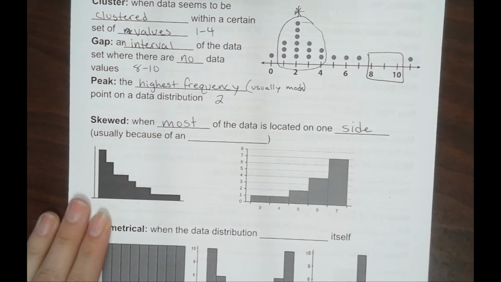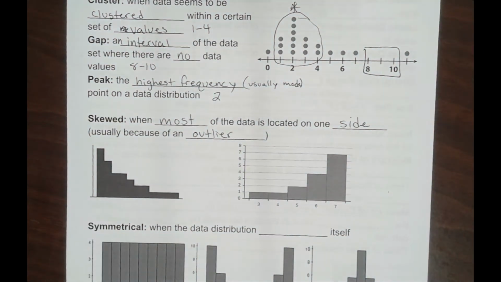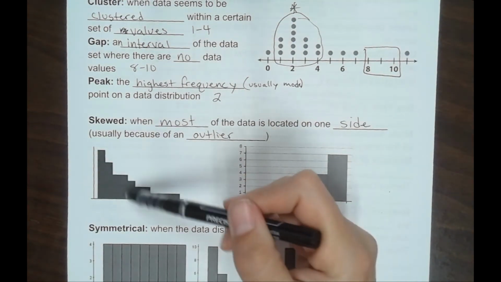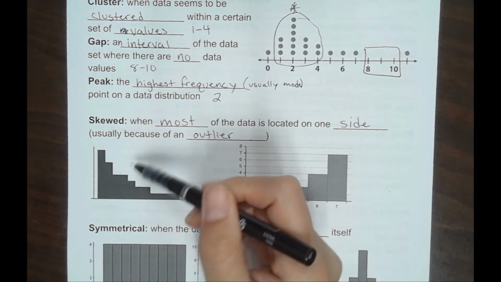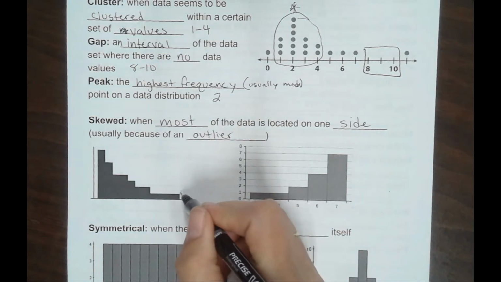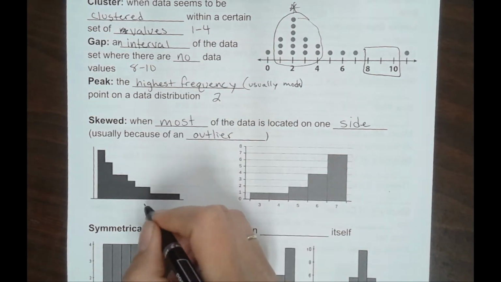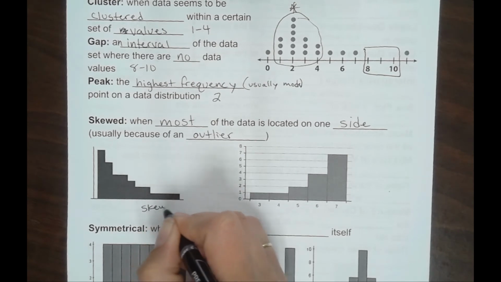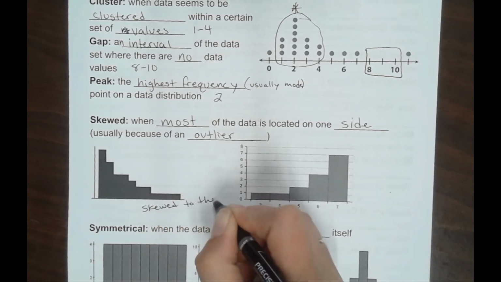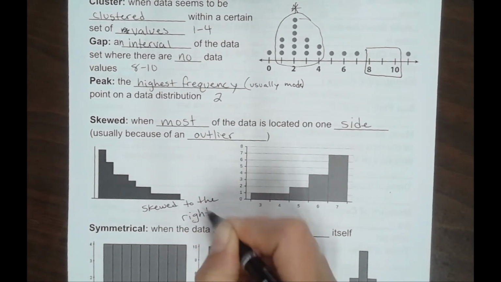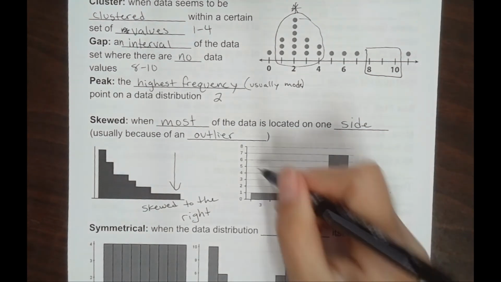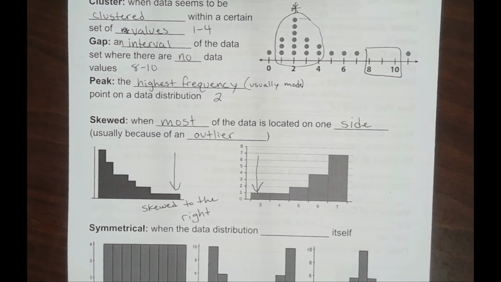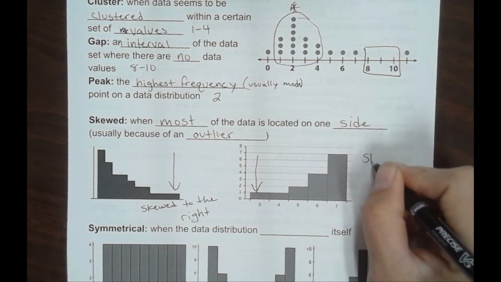Now skewed is when most of the data is located on one side of the data display. And this is usually because of an outlier. Now looking at this, see all these different bars here? You see how there's lots here, and it just kind of gets lower and lower and lower? Well, most of the data is over here on the left. Skewed is the part that has less data. So this would be considered skewed to the right, because this right side is really low compared to the left side. Well, if that's the case, this side right here is really low. This would be considered skewed to the left.